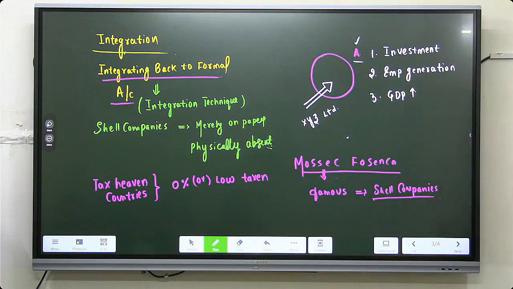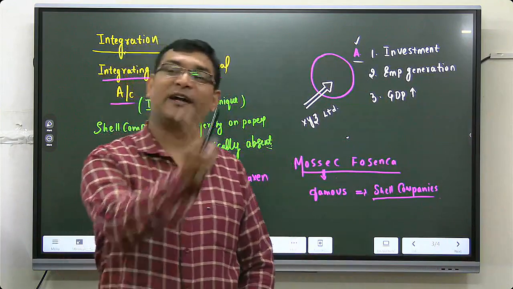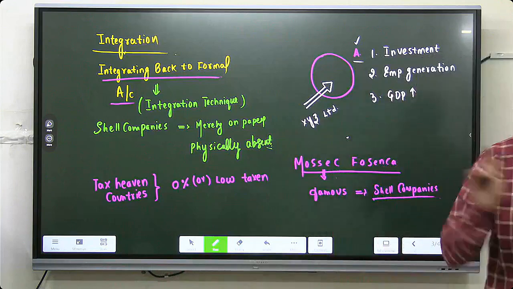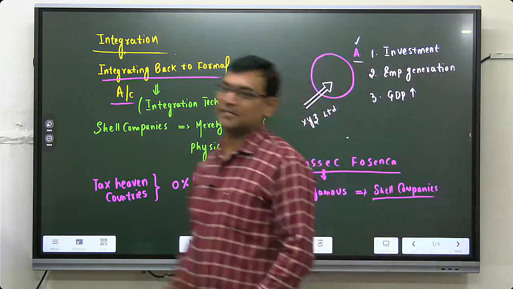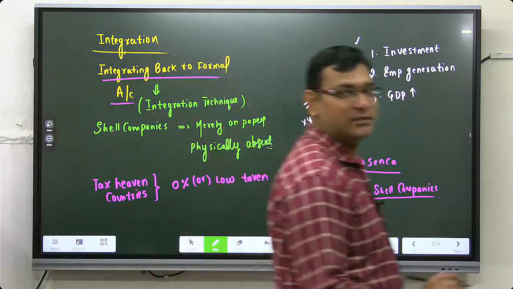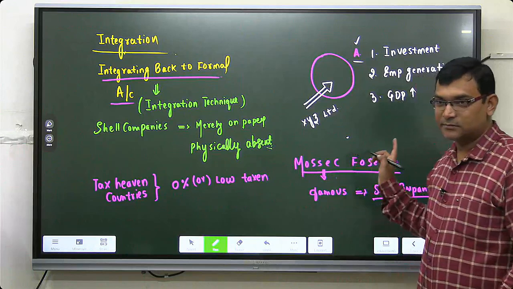Example, I'm telling you. Is it clear? So this is how money laundering can be a tool for terror financing. Got this? Yes, clear? So this is what the integration stage is. Understood? Yes or no? Clear? So you have written? Yes or no?